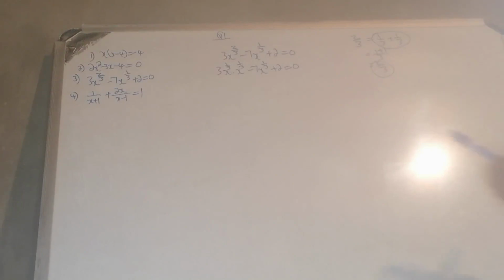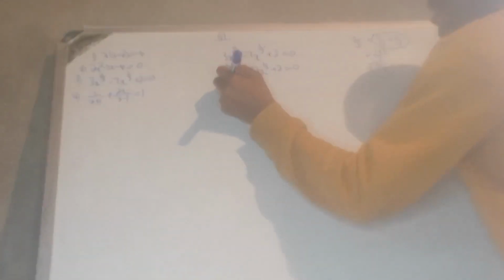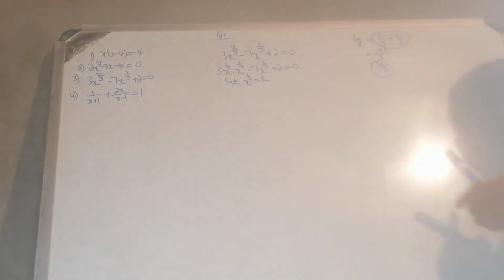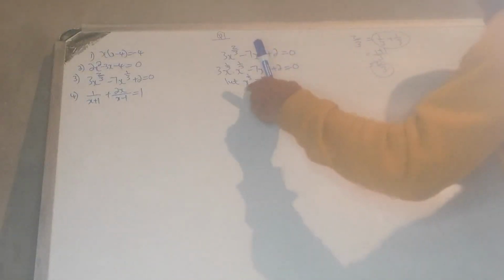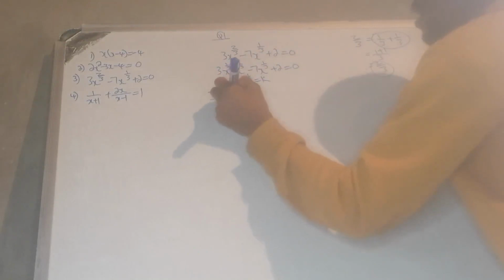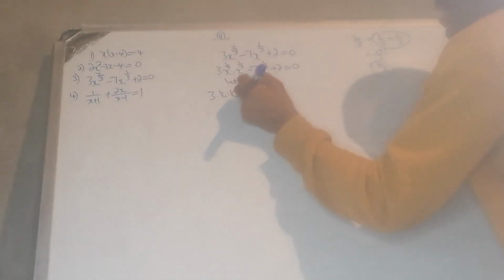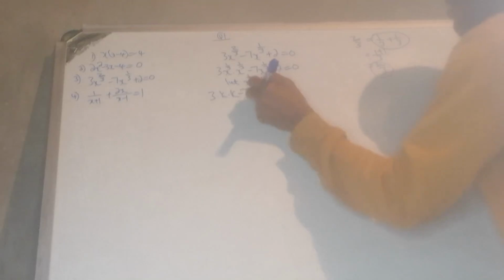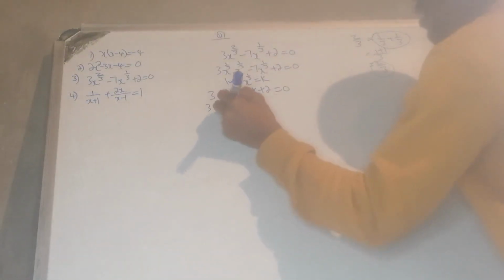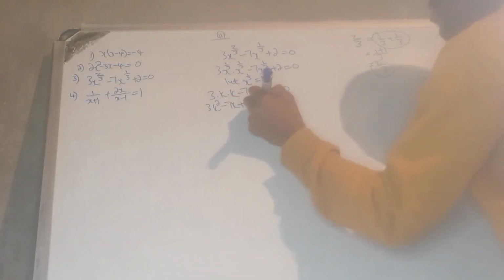I'm going to use what we call the k method. I'm going to say let x^(1/3) be equal to k. So where I see this, I'm writing k. 3 times k times k minus 7 times k plus 2 is equal to 0. Are we fine? So you'll have 3k² − 7k + 2 = 0.